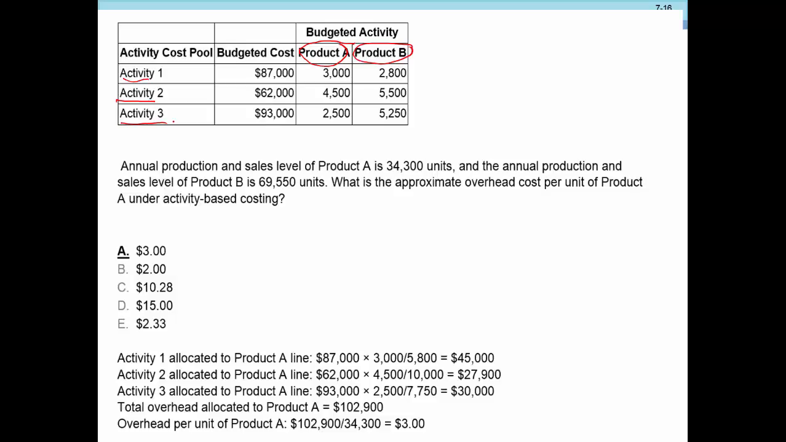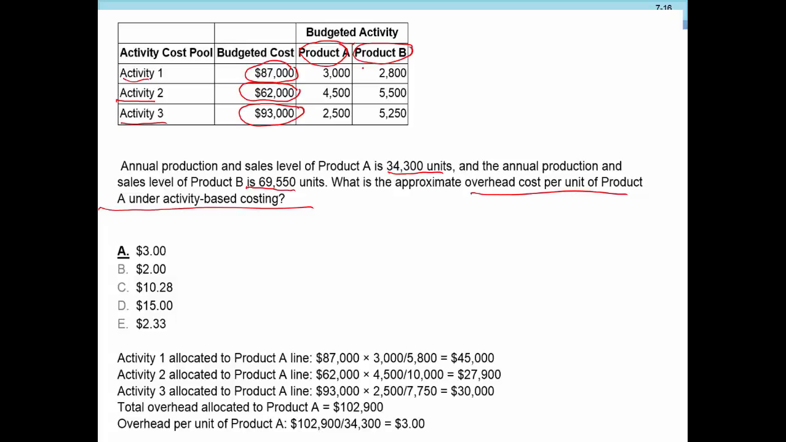We come over and they tell us that our annual production and sale of product A is 34,300 units and product B is 69,550 units, and they want the approximate overhead cost per unit of product A. So we're going to allocate each one of these activity costs to product A, based on the activity that we're using for these.